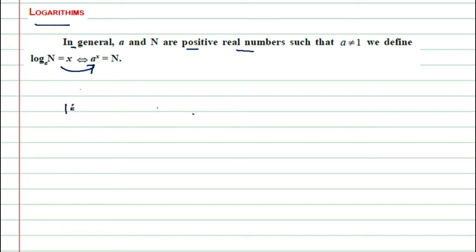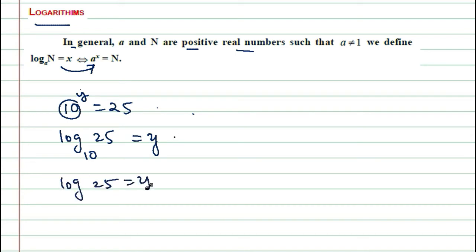So for example, if we have 10 power y is equal to 25, how do we write this in logarithm form? We can write log 25 to the base 10. Here the base is 10, so you should apply it for the log, which is equal to y. And here we can write it as log of 25, which is equal to y. Why? Because logarithms to the base 10 are called common logarithms.